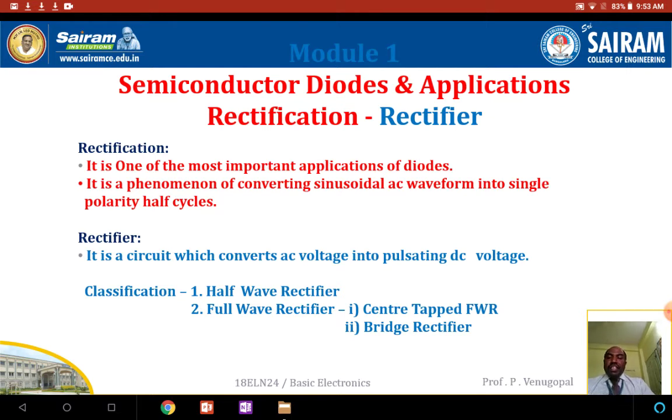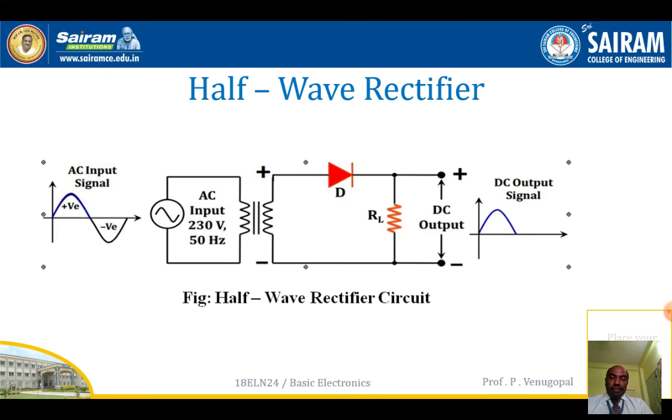Next we see the classification of rectifiers. Based on the number of diodes employed, and on whether the rectifier conducts during half cycles or the full cycle, we classify rectifiers into two types: half wave rectifier and full wave rectifier. In full wave rectifiers, we will be studying the center tapped full wave rectifier and the bridge rectifier. Let us begin with the half wave rectifier.